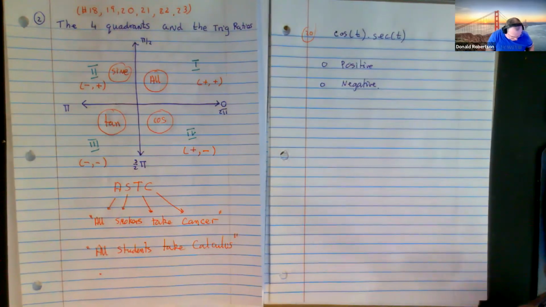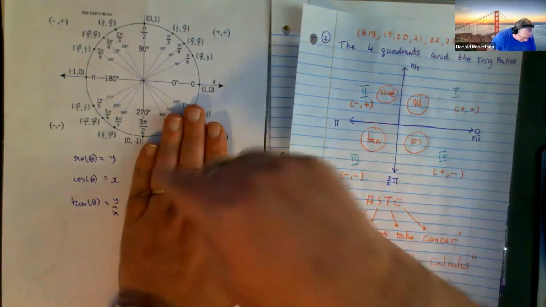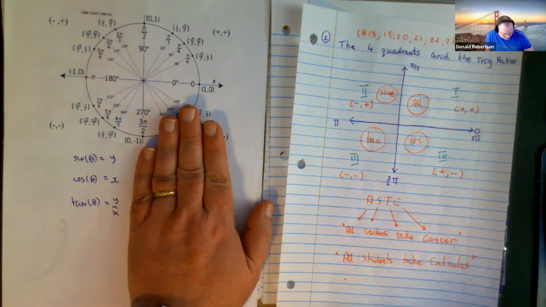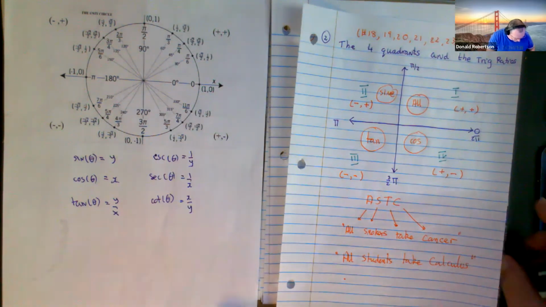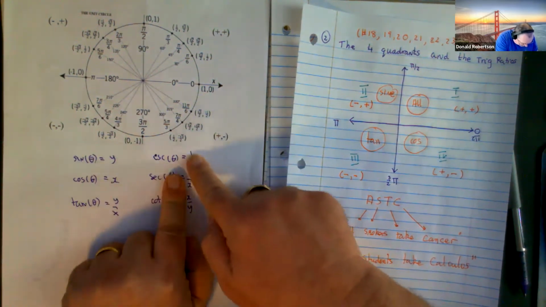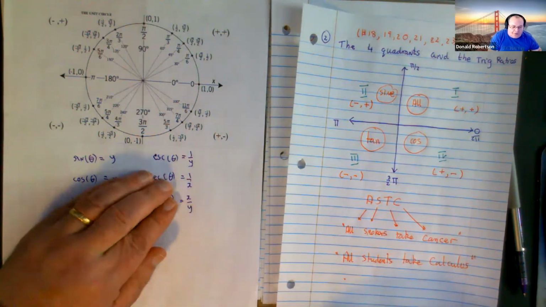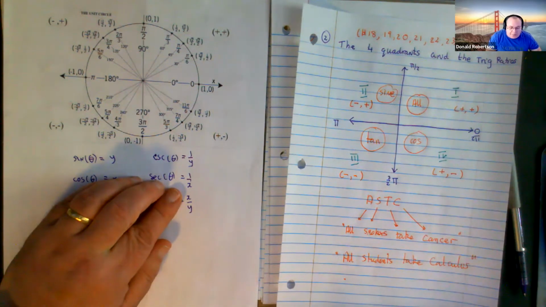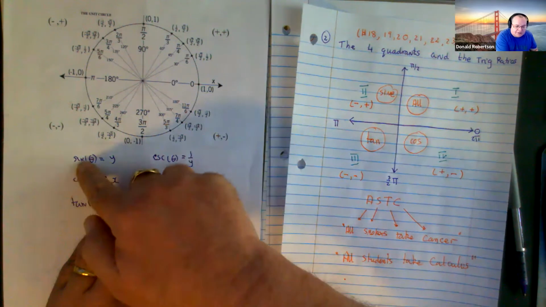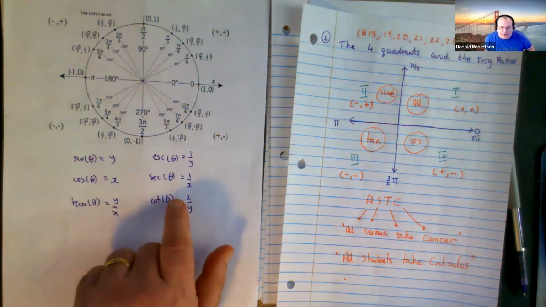Now, you know how I was covering these guys up because they kind of distracted us. Let's bring them into the fray. If the sine is y and the cosecant is 1 over y, then won't the secant and the sine be the same sign? So if the sine is positive, so is the cosecant. Does that make sense? And the same goes for the cosine and the secant, or the tangent and the cotangent.